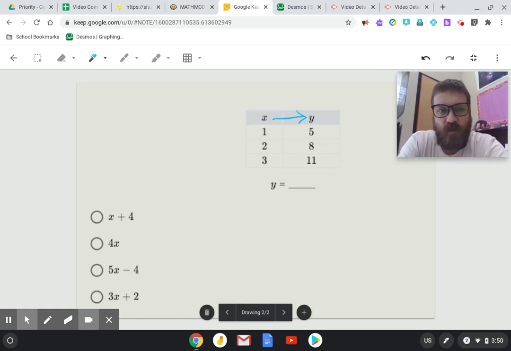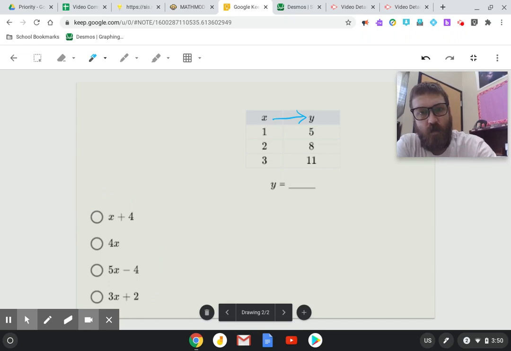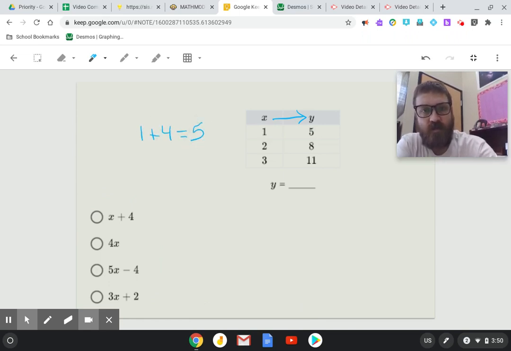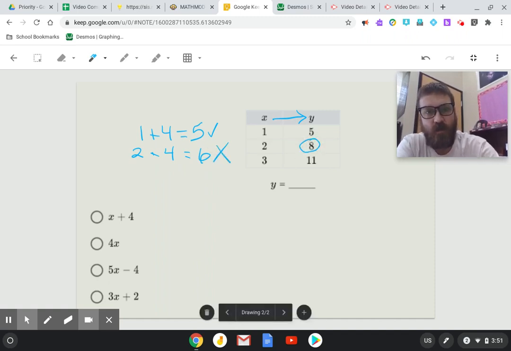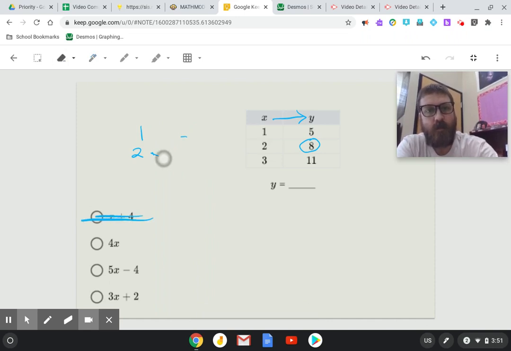So it's pretty straightforward sometimes. Like for instance, the first one here, x plus 4, is pretty easy. We can just say, okay, 1 plus 4 equals 5. That works. 2 plus 4 equals 6. That does not match what we have for 2 in our table. Therefore, that is not the correct answer. So we stop and we start over on the next one.